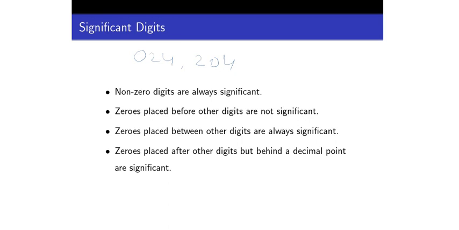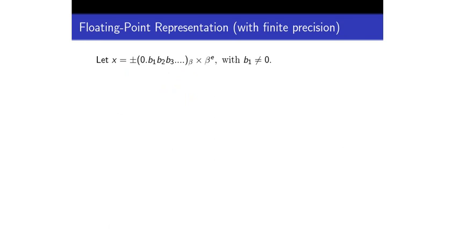So if you have, say, 24.031, here all the digits are significant now. This 0 is also significant, and this 0 is also significant. This is how you decide which are the significant digits in a given machine number. Now let's talk about floating point representation with finite precision.